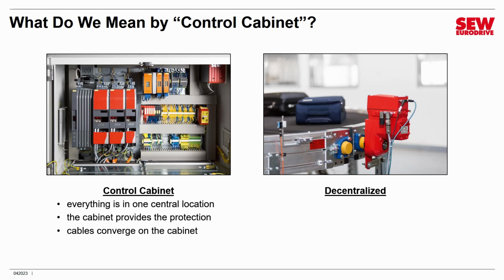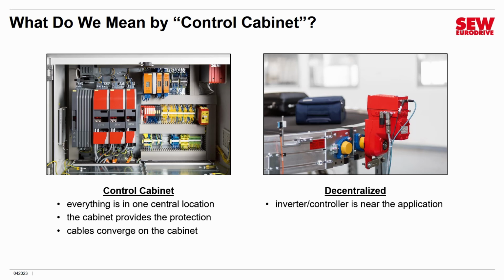In contrast to that, there is a second category of product called decentralized products. These products are quite different from control cabinet as far as the way they're deployed in the industrial environment. It's near the application. Instead of sitting in a box maybe far away from the application with wires running long distances, it's usually parked right next to whatever it is it's driving.